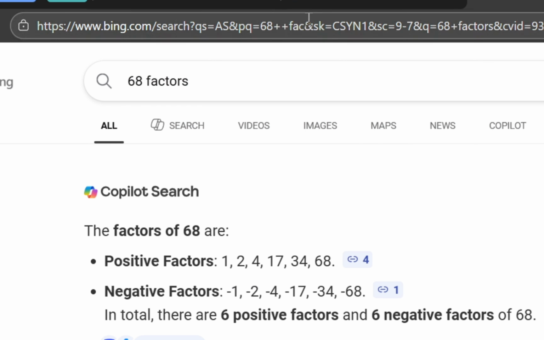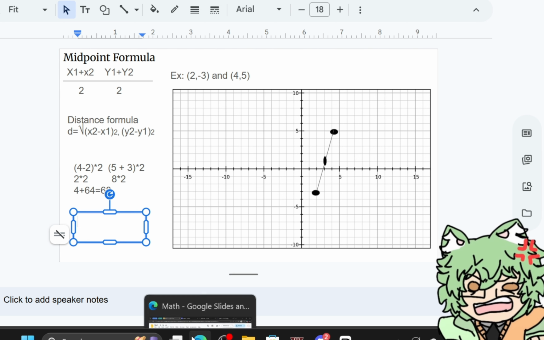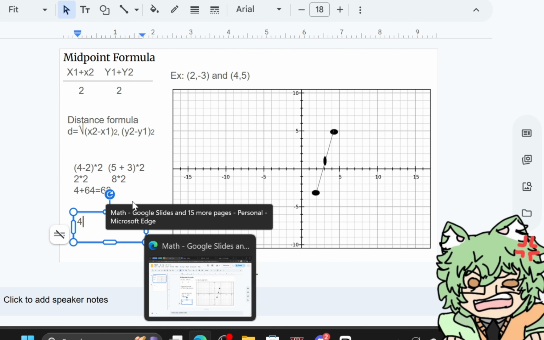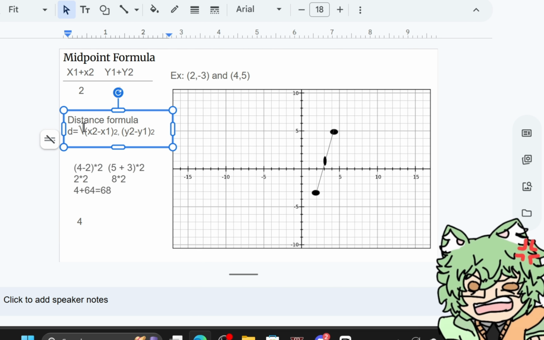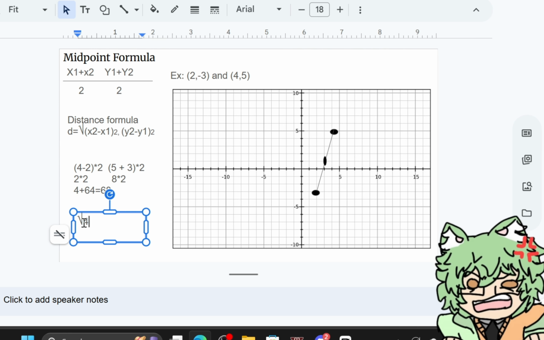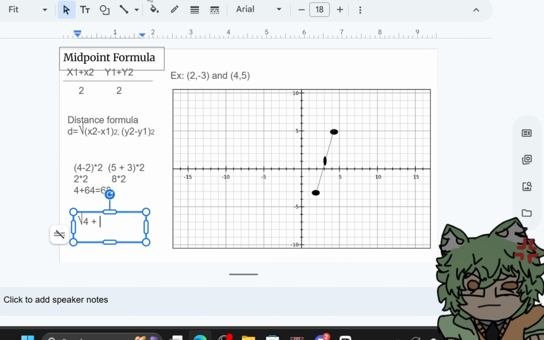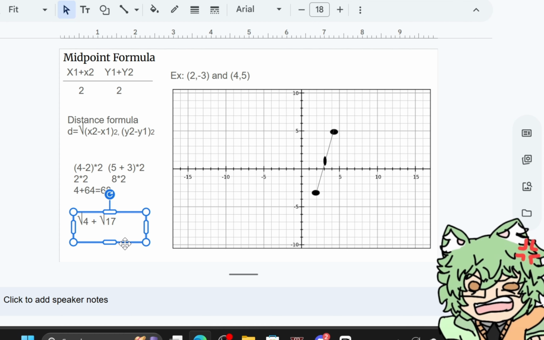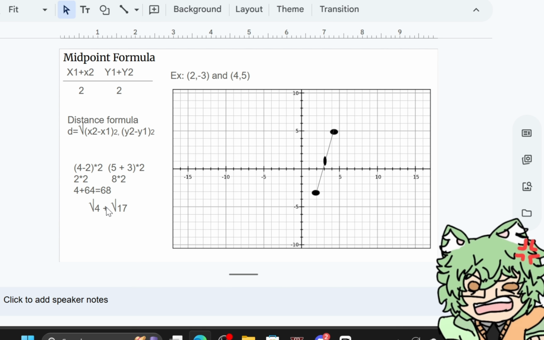Okay, so it's 17 times 4. Okay. So now you have 4 and... Are you shitting me right now? Okay, so you have 4 here, plus here 17. Okay, this might look really weird to you, but here's a little explanation for you.